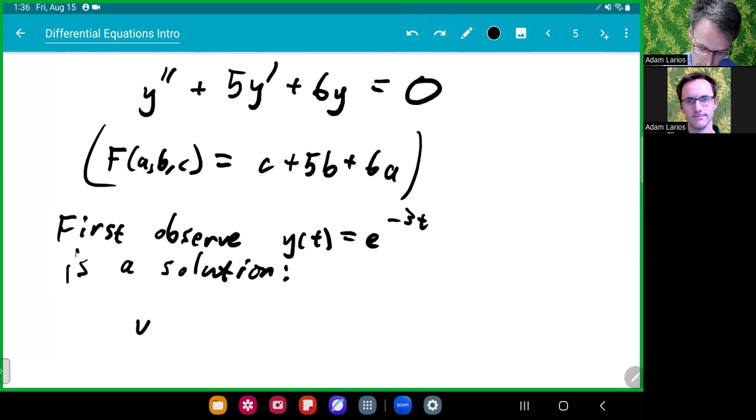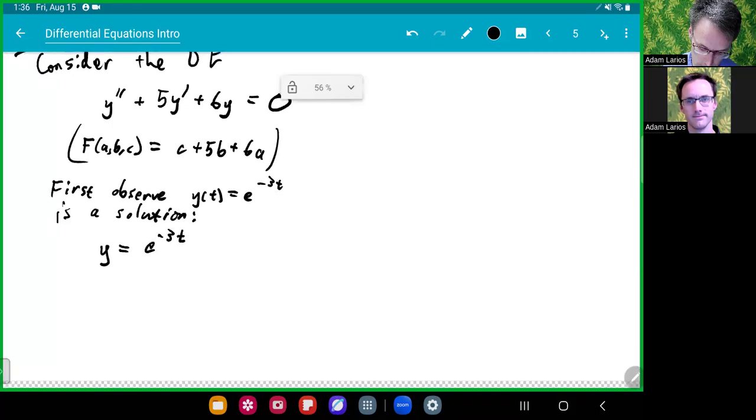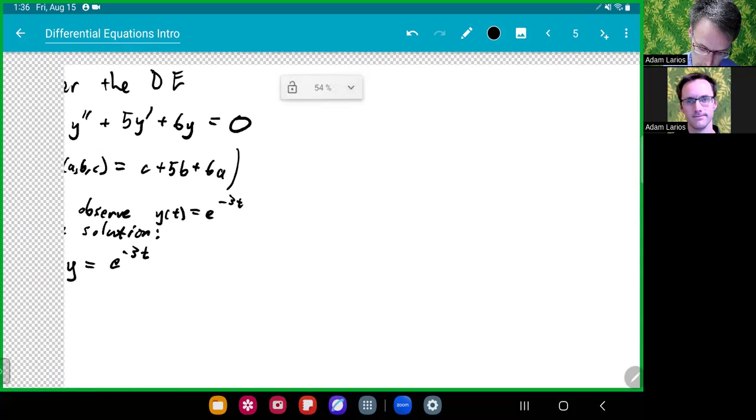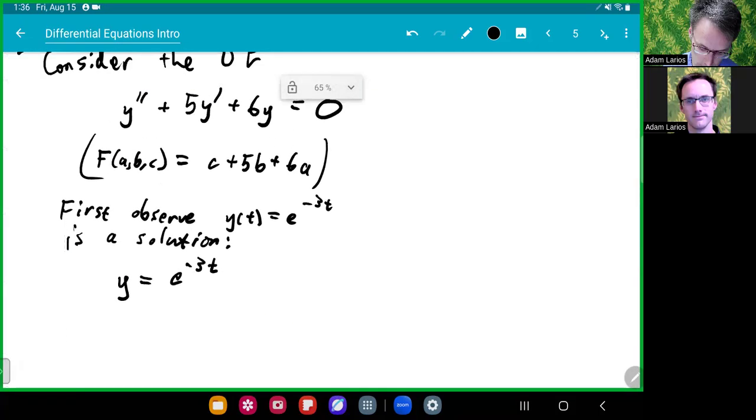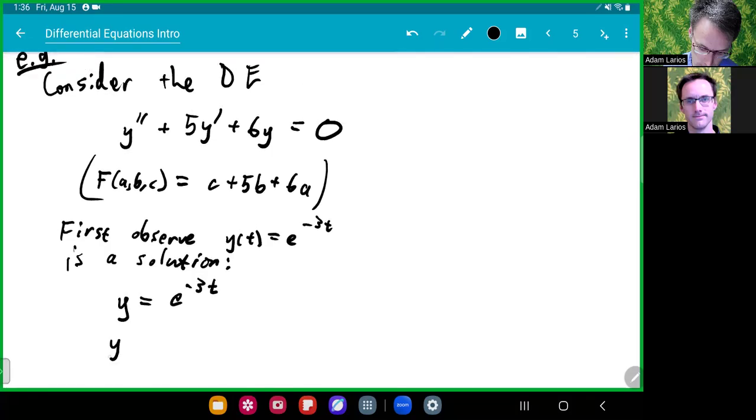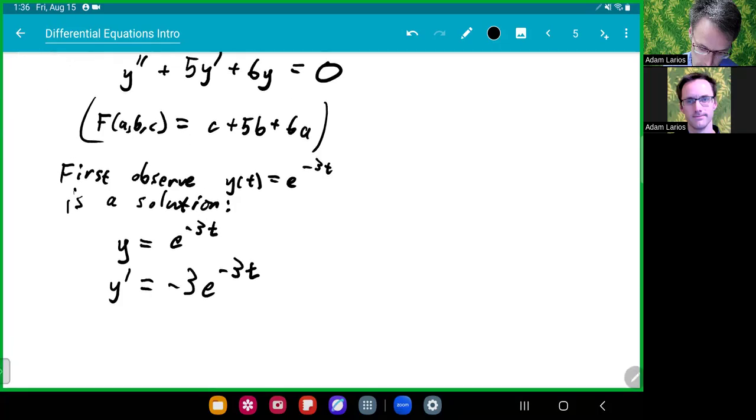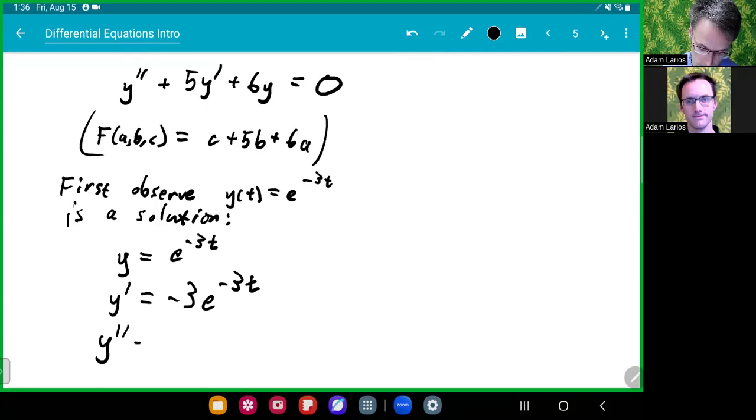Okay, so first let's build ourselves a chart. y of t is e to the minus 3t, but we'll need to know the derivatives. It looks like we only need the first and second order derivatives. Taking one derivative here, this is minus 3 e to the minus 3t by the chain rule. The next derivative we get another copy of minus 3, so minus 3 squared e to the minus 3t, which is of course 9 e to the minus 3t.